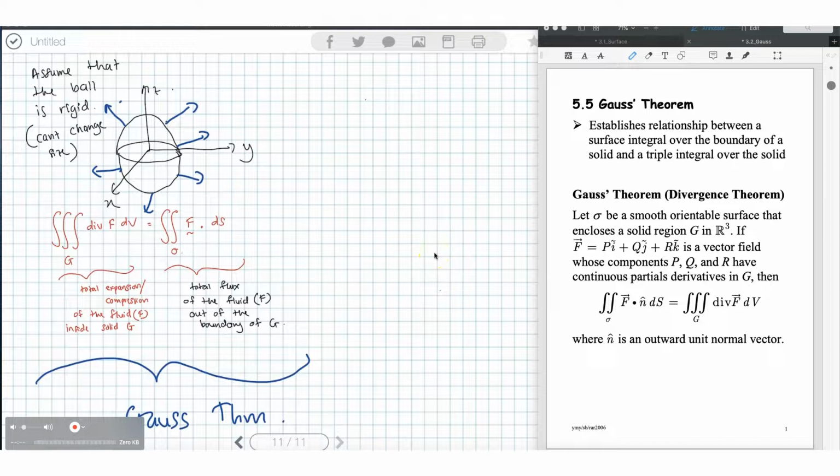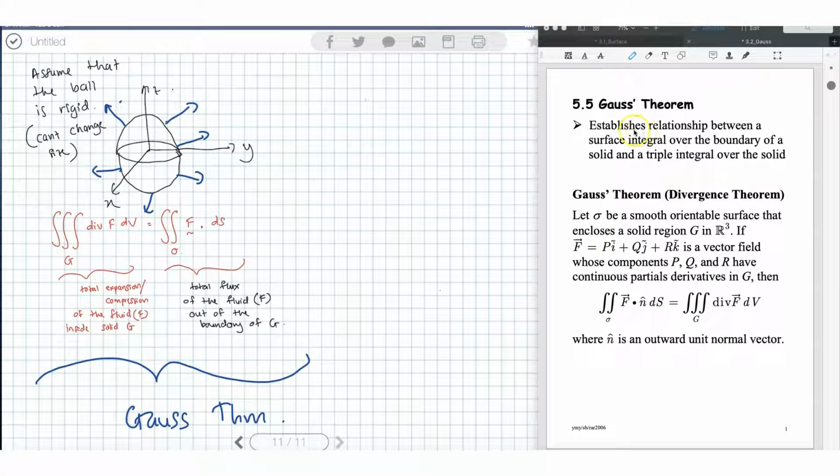Okay, so now, as I mentioned from the previous video, we have a simpler technique to compute the surface integral, where the surface is a closed surface, where we have a solid, where the boundary of that solid is from the closed surface. In order for you to apply that method, we implement the Gauss theorem.